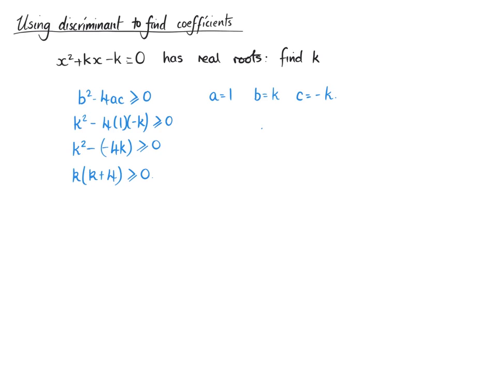Okay, this is the point at which we need to be good at plotting. We can plot this graph. Because we've only got two things, we've got 0 and we've got minus 4. Okay, and because it's positive, our parabola would look something like that. So we're looking for the values that are greater than or equal to 0, so therefore k has got to be greater than or equal to 0, or k has got to be less than or equal to minus 4.